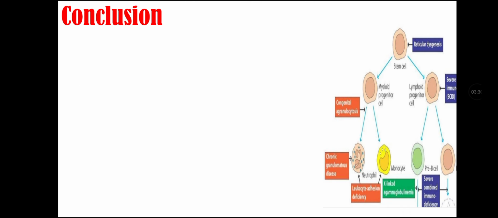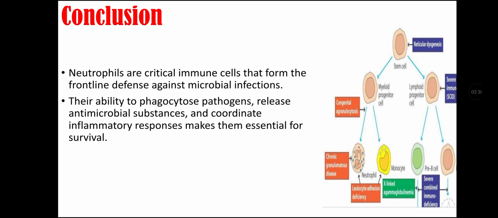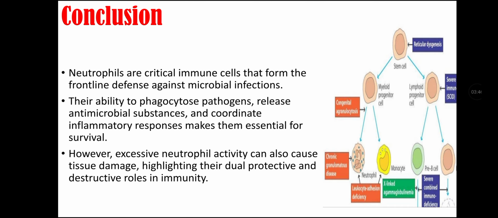Conclusion of this lecture video. Neutrophils are critical immune cells that form the frontline defense against microbial infections. The ability to phagocytose pathogens, release antimicrobial substances, and coordinate the inflammatory response make them essential for survival. However, excessive neutrophil activity can also cause tissue damage, highlighting their dual protective and destructive role in immunity.